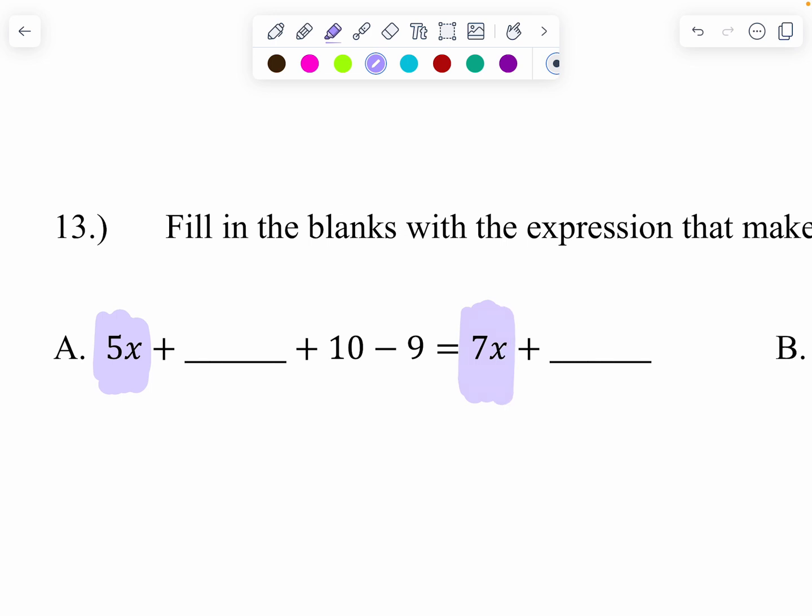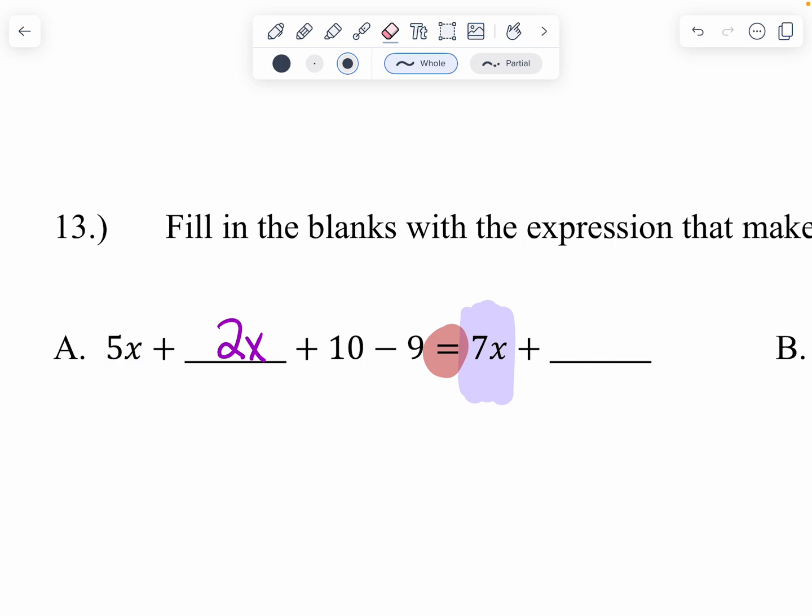There's 5 X's on the left and 7 X's on the right. So if there's 5 X's on the left and 7, they need to be the same. That's what the equal sign means here. Same. So if I have only 5 X's, I think it makes sense that we need 2 more. So I can't just write that because I didn't add 2 X's. I only added a 2. So we're adding the 2 X's here.